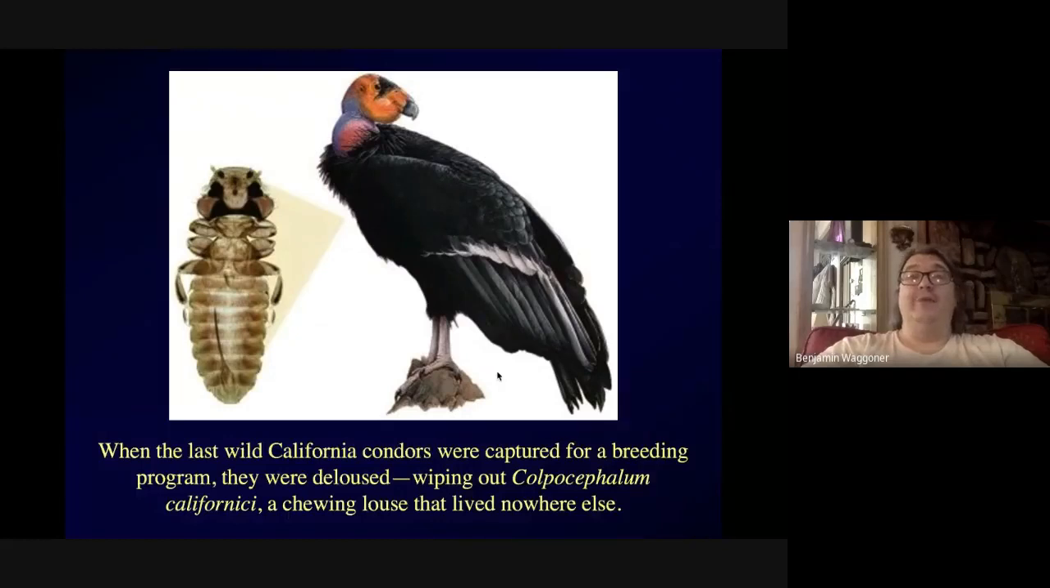So California condors have been returned to the wild. The population has grown and stabilized, and they are completely louse-free because when they went through that bottleneck, we wiped out Colpocephalum californicae. So that's another species that died out because of direct human intervention. One of the few species I think humanity has deliberately tried to kill.